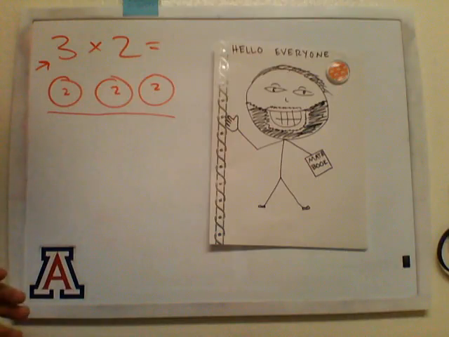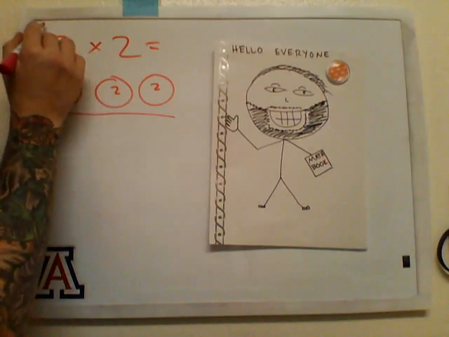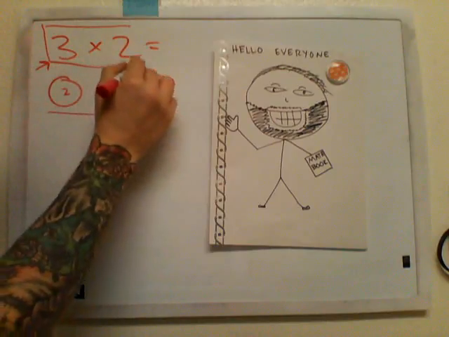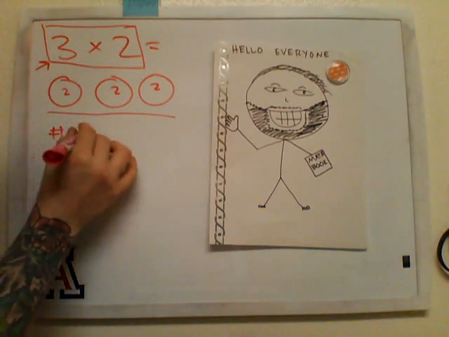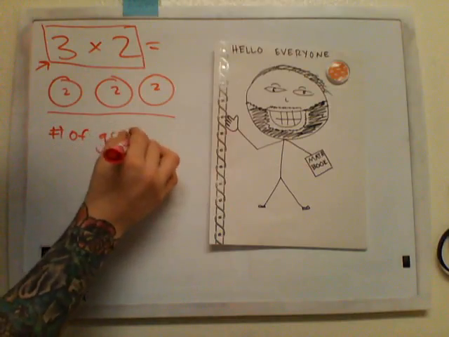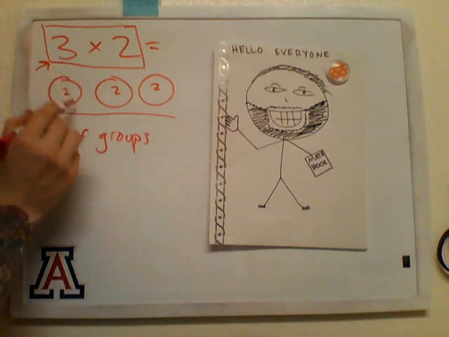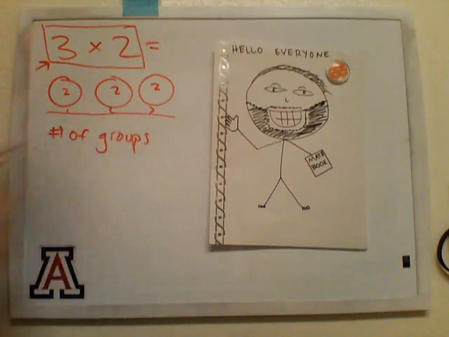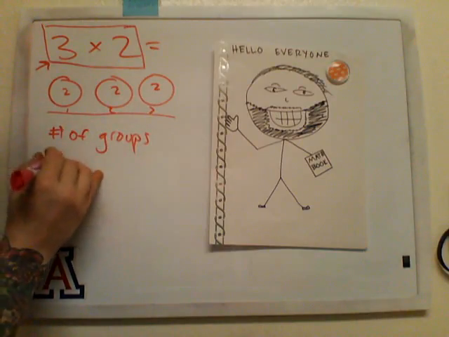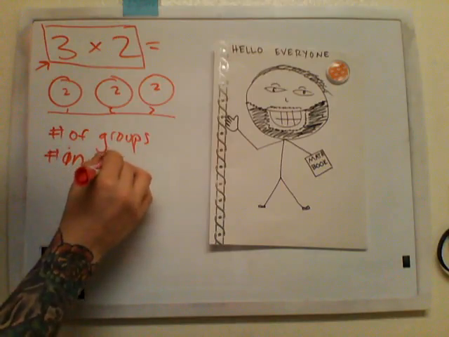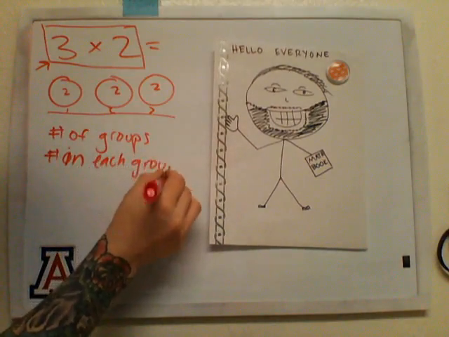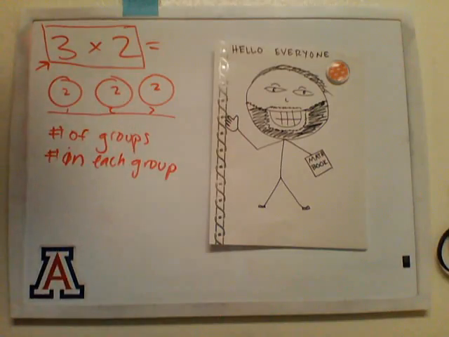Now, what I will reiterate that we should already know about tape diagrams is that within the equation, one of your numbers will always be your number of groups. In this case, we chose the 3. 1, 2, 3. We have 3 groups. The other number will always be your number in each group. In this case, we chose the 2.